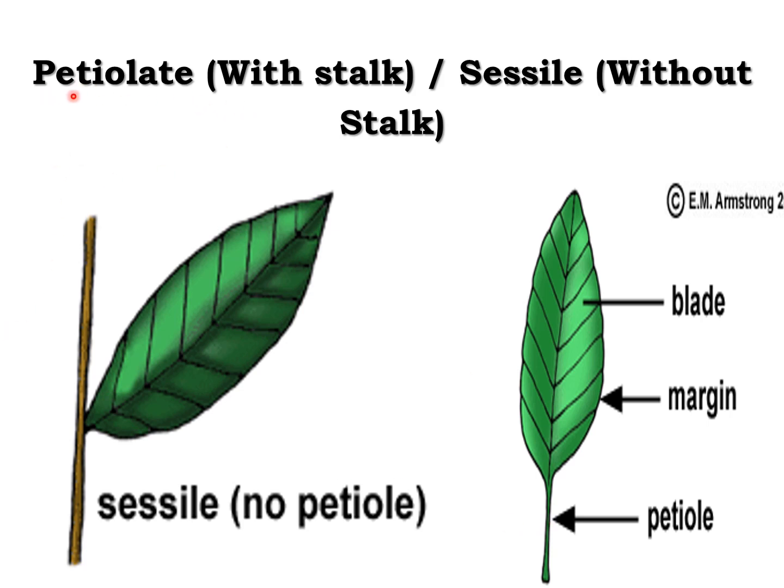We have discussed in the last slides that a leaf with a petiole is called petiolate, and a leaf with no petiole is called sessile. Here the leaf is directly attached to the stem, while a leaf attached to the stem with the help of a stalk is called petiolate.